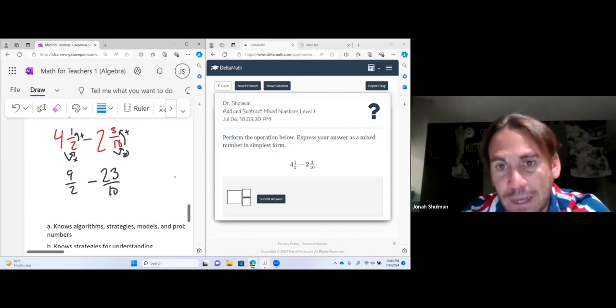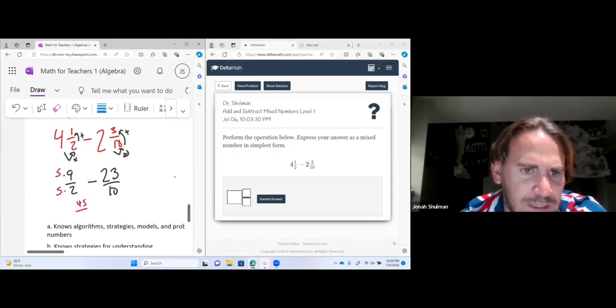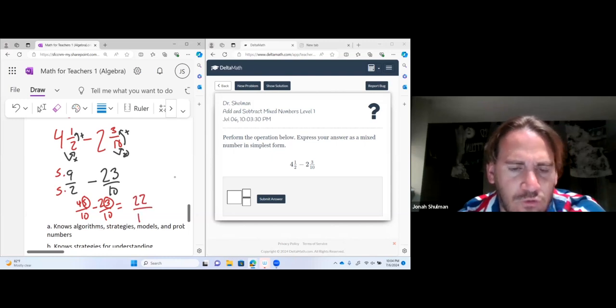Now, these don't match, right? So I can make this one out of 10 though by multiplying this by 5. So we are left with 45/10 minus 23/10. 5 minus 3 is 2. 4 minus 2 is 2 over 10.